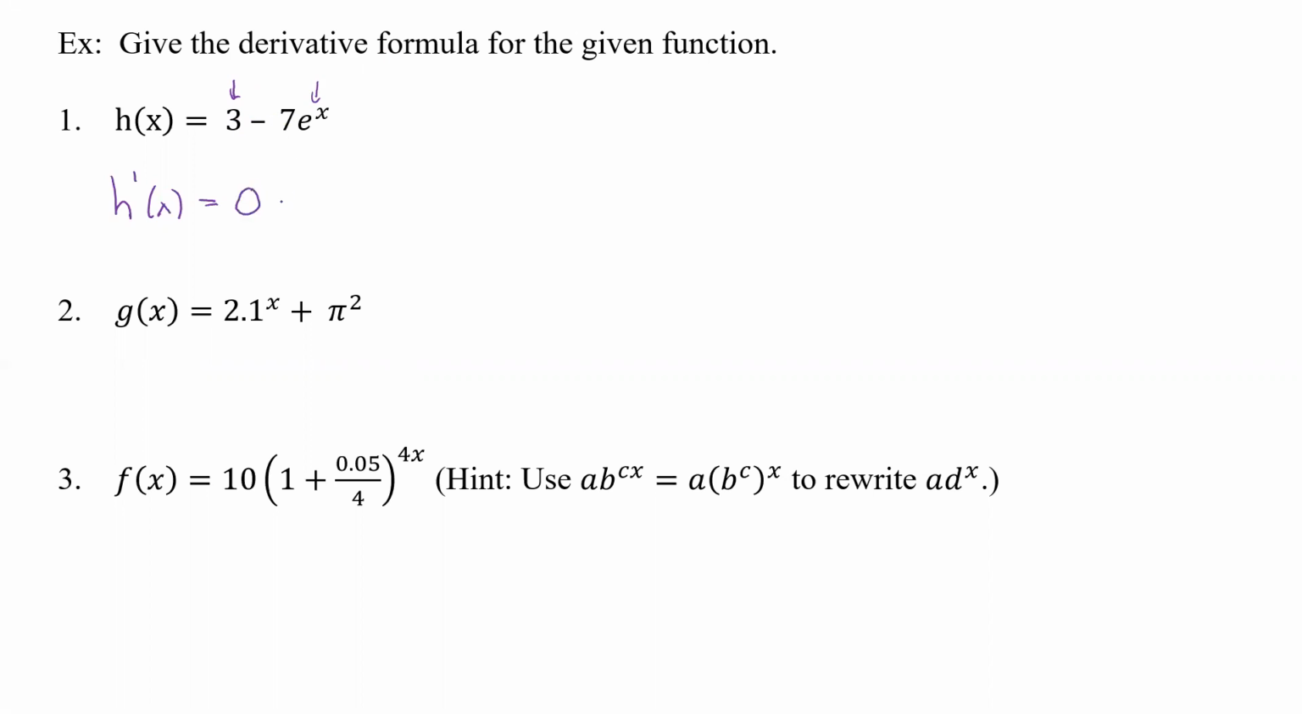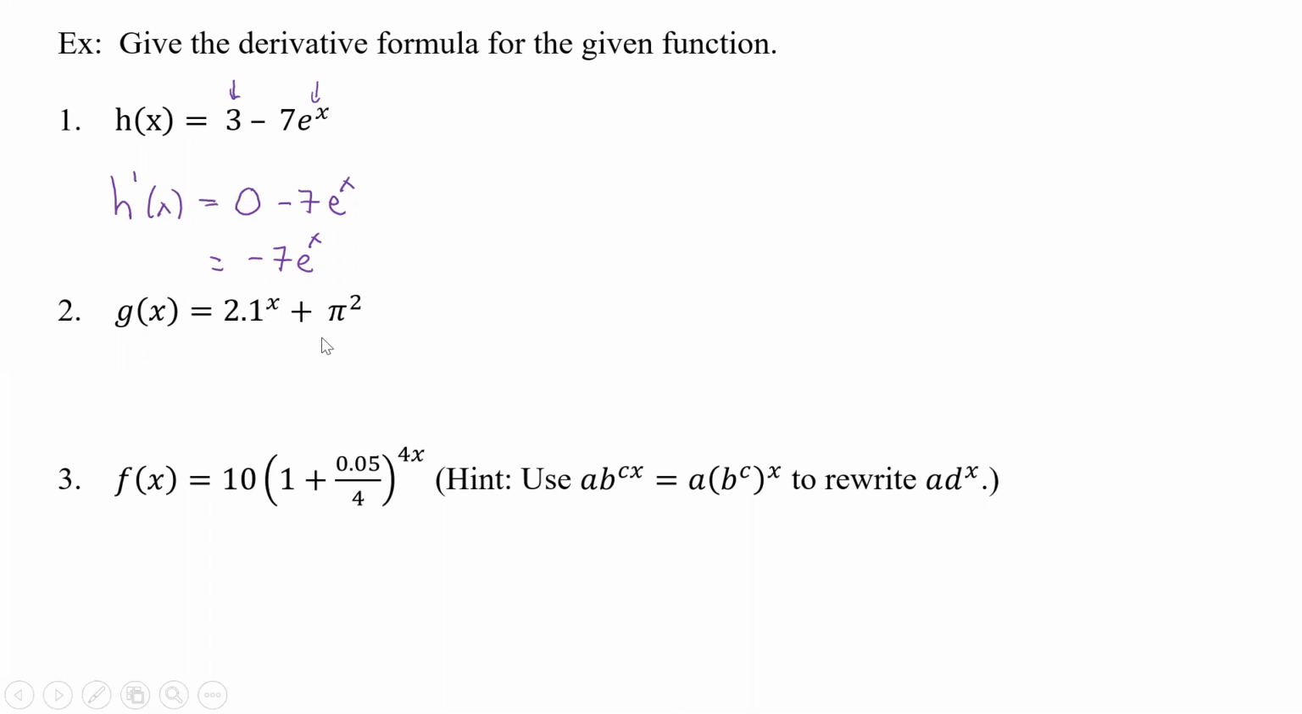Now, if we plug this in, that's going to be -7 times the derivative of e to the x. Remember, e to the x is a special case, and its derivative is e to the x. So h prime of x is equal to just -7e to the x. All right. What about the next one?